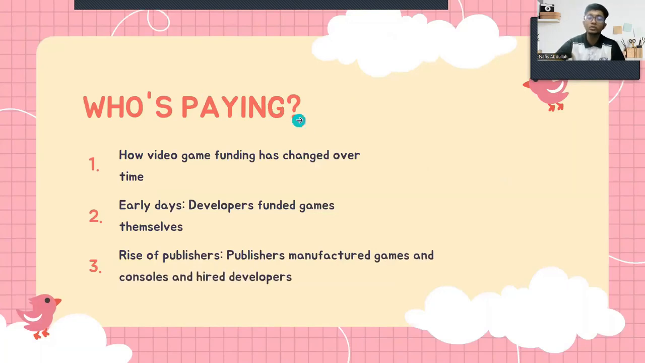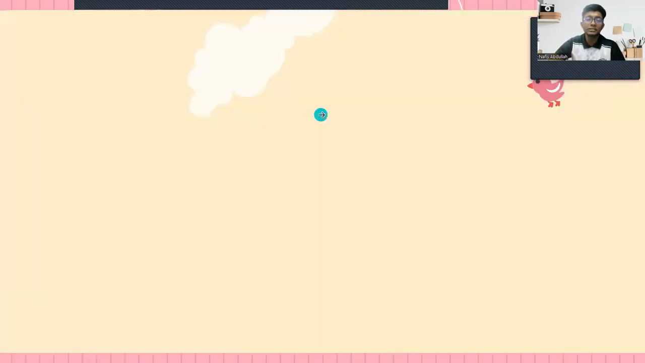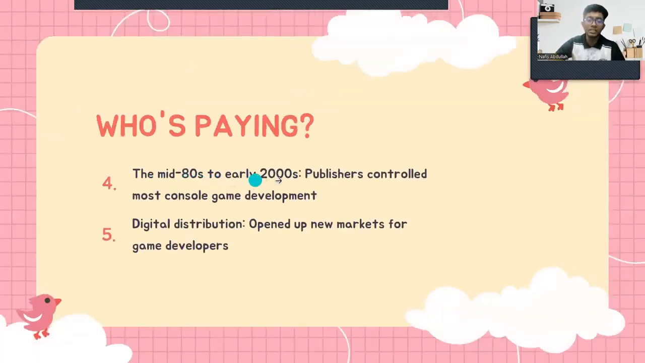Then for the funding, we need to make sure who is paying. So how the funding of the video game has changed over time. In the early days, the developers funded games by themselves, and then with the rise of publishers, they funded the game. Publishers manufactured games and consoles and hired developers. Next, in the mid 80s to the early 2000s, publishers controlled most console video games. Then digital distribution opened up new markets for game developers.